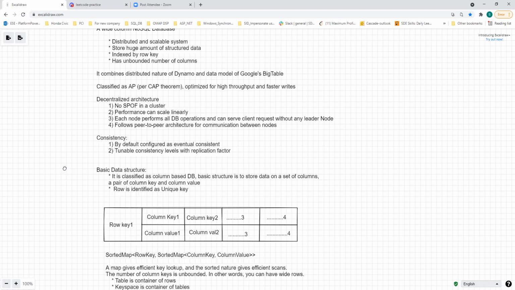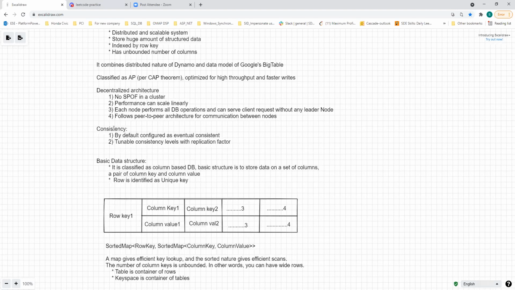Now in Cassandra, consistency is by default configured for eventual, but they talk about tunable consistency levels with different replication factors. That is very important, and that was not a part of Dynamo. I think Dynamo was more static in terms of consistency, but I may be wrong. Here the tunable consistency is given more stress, and we'll look at all the details about the different consistency levels we have.